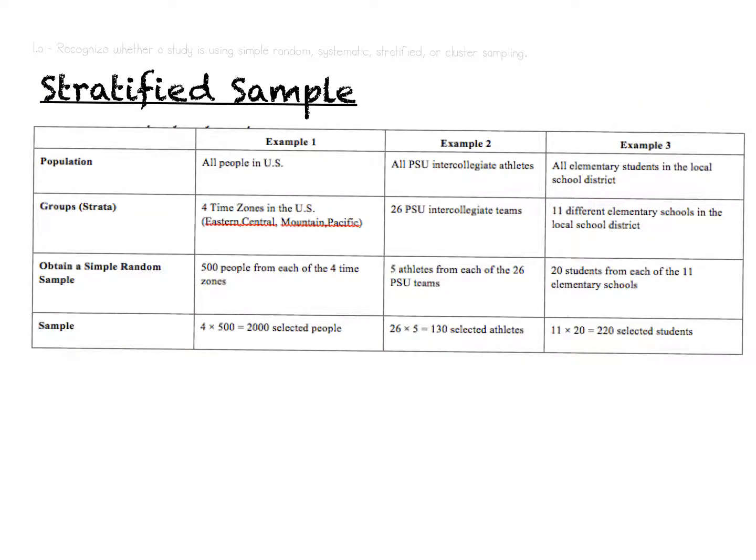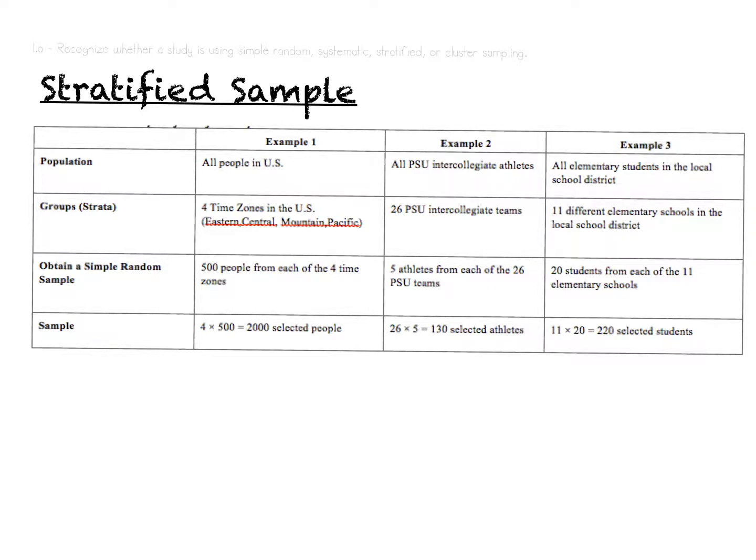So just here are some examples. Same situation. Here's my population. So people in the United States, all Portland State University intercollegiate athletes, or all elementary school students. Those are my populations. I'm still dividing them into that same strata. Now, clusters and strata, cluster is more of a geographical location or some sort of easy way to find those people, and a strata is more of a characteristic.